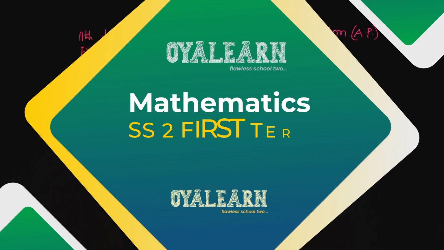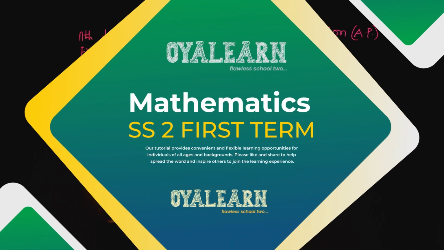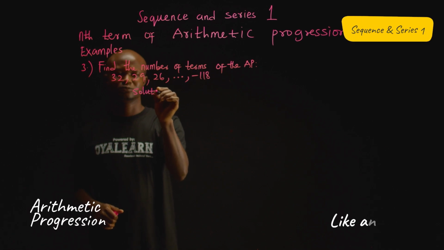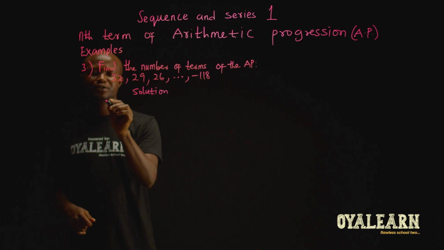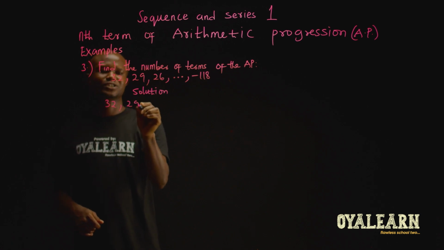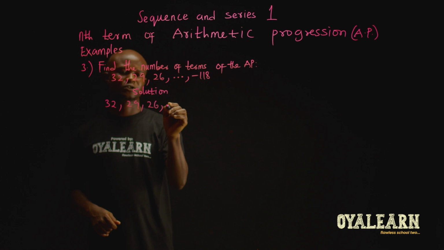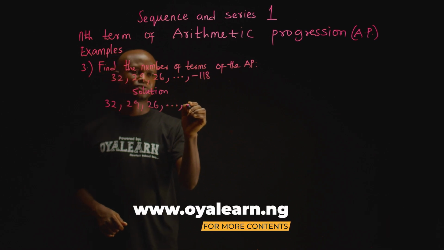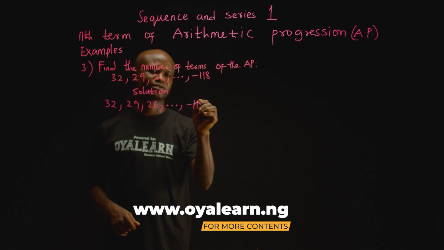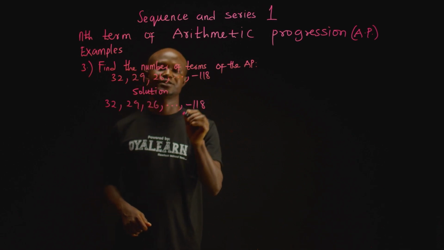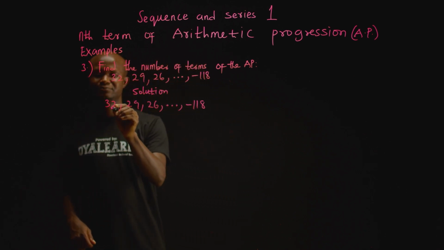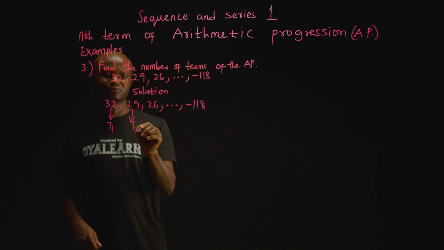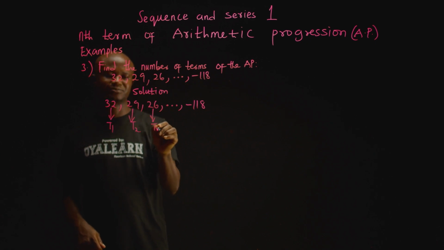Find the number of terms of the AP. So given the AP 32, 29, 26 to 1 minus 118. Now, this is the first term, T1. This is the second term, and this is the third term.